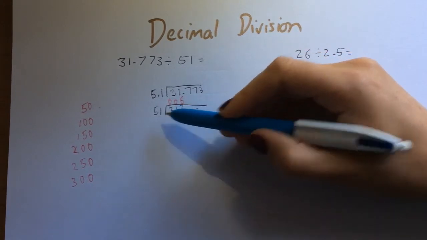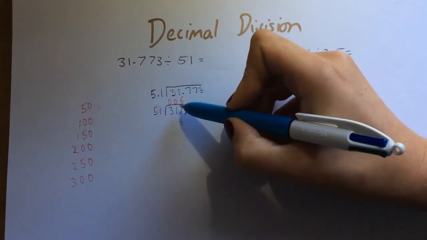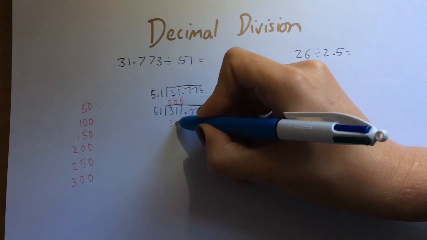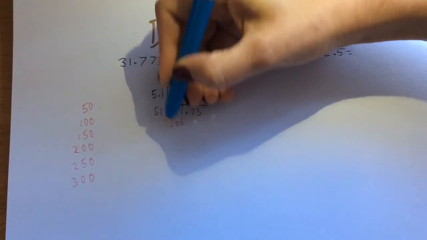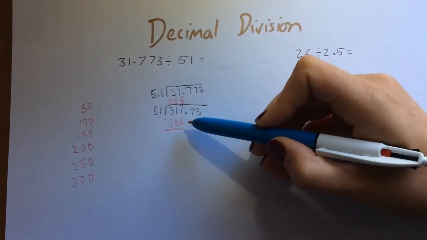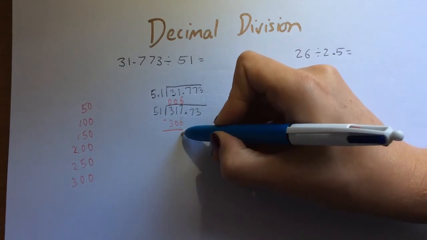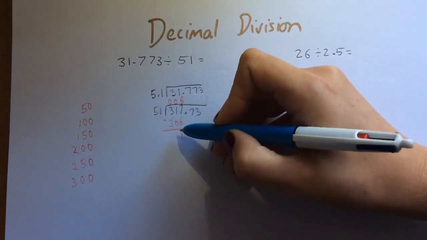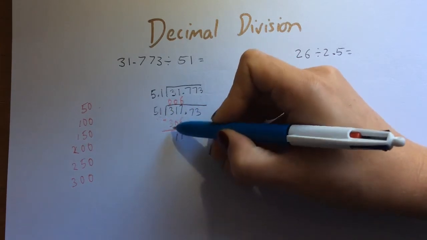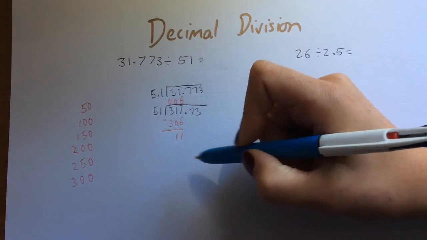So 6 times 1 is 6. And then 6 times 5 is 30. I'm going to do this long division way so you can see everything that I'm thinking. So 7 take away 6 is 1. 1 take away nothing is 1. And 3 take away 3 is 0, so I'm not going to write anything down there.